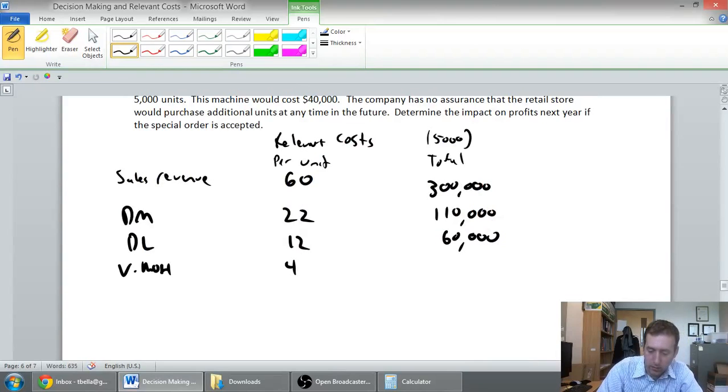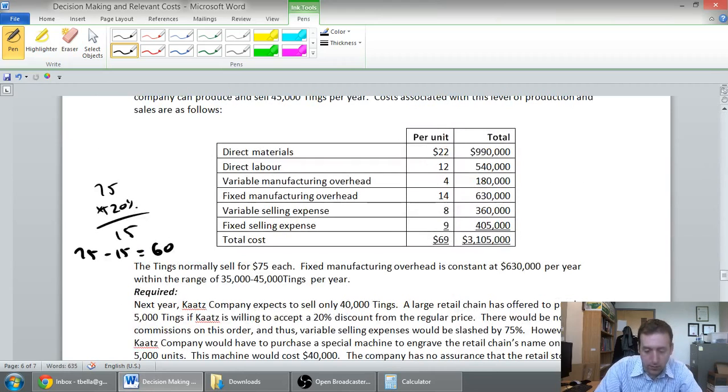4 times 5 is $20,000 in total cost. Our fixed overhead is constant at 630 between 35 and 45,000 units a year. So it's going to be 630 whether we take the order or not. It's not relevant, right? It doesn't matter what I do. If I take the order, if I don't, it's the same. It's not different between the alternatives, not relevant.